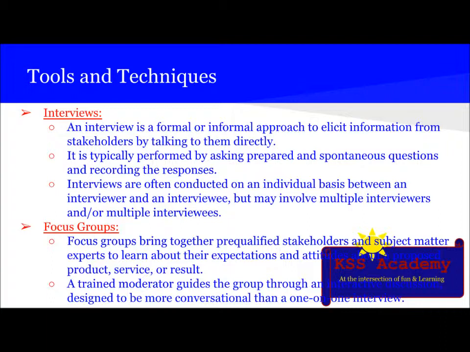Focus groups. A focus group brings together pre-qualified stakeholders and subject matter experts to learn about their expectations and attitudes about a proposed product, service, or result. A trained moderator guides the group through an interactive discussion designed to be more conversational than a one-on-one interview.